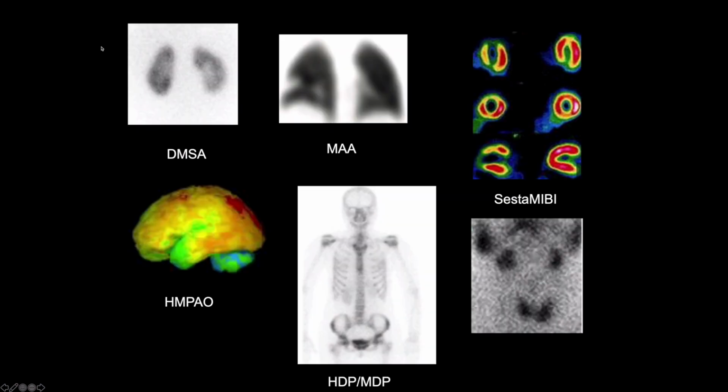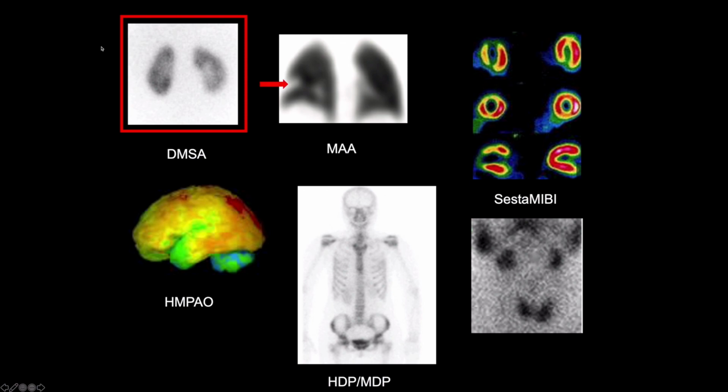So here are some examples. The top left one is a DMSA scan. We might use that to look at things like renal cortical scarring and renal function. Say a patient is going to have a nephrectomy, the surgeon may want to know how much functioning kidney is going to be left before they go and chop it away.